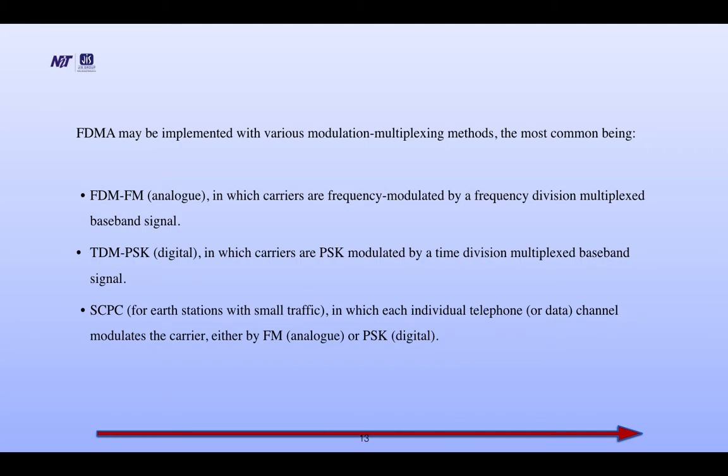FDMA may be implemented with various modulation and multiplexing methods, the most common being: FDM-FM, an analog technique in which carriers are frequency modulated by frequency division multiplexed baseband signals; TDM-PSK, a digital technique in which carriers are PSK modulated by time division multiplexed baseband signals; and SCPC, for earth stations with small traffic, in which each individual telephone or data channel modulates the carrier either by FM analog or PSK digital.